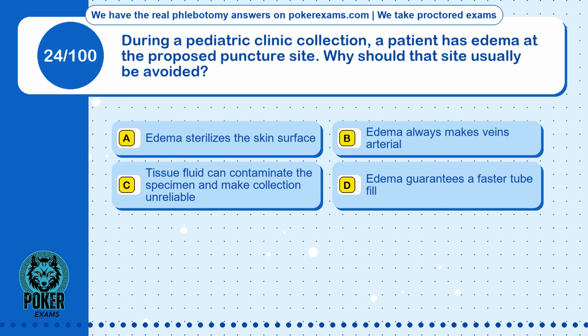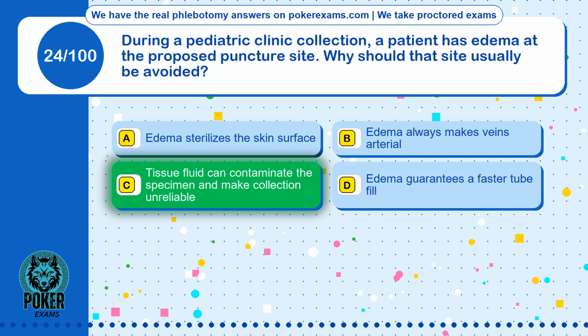Question 24. During a pediatric clinic collection, a patient has edema at the proposed puncture site. Why should that site usually be avoided? Option A. Edema sterilizes the skin surface. Option B. Edema always makes veins arterial. Option C. Tissue fluid can contaminate the specimen and make collection unreliable. Option D. Edema guarantees a faster tube fill.